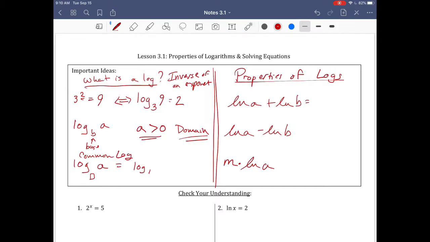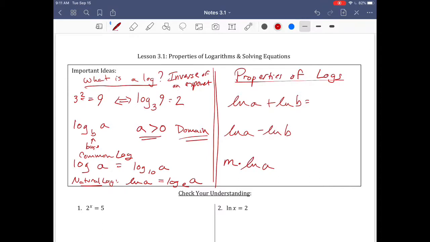So that would be the log base 10 of, in that case, a I wrote. And then the other common thing is the natural log, of course. The natural log of a is the log base e of a, that magical number e. Then the last couple things we talked about were the properties of logs.